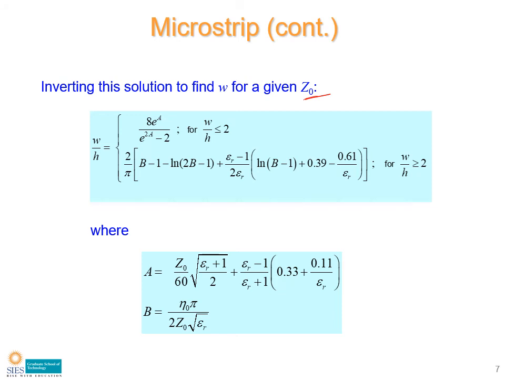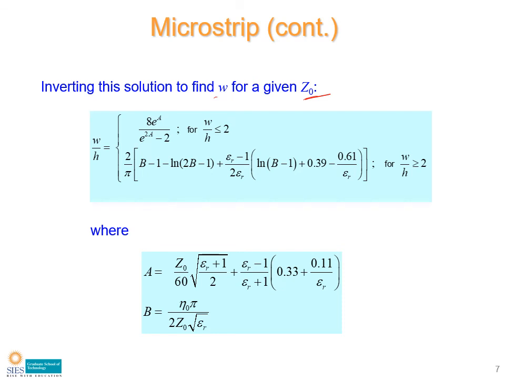And for finding this out, the length can be anything. Okay, length doesn't matter in the case of a microstrip line. So we can find W by inverting the formula for Z0. If we invert the formula that we have written for Z0, we can find W. So the W by H ratio will have two versions. If the W by H ratio is less than or equal to 2, then the formula will be 8 e raised to A divided by e raised to 2A minus 2.